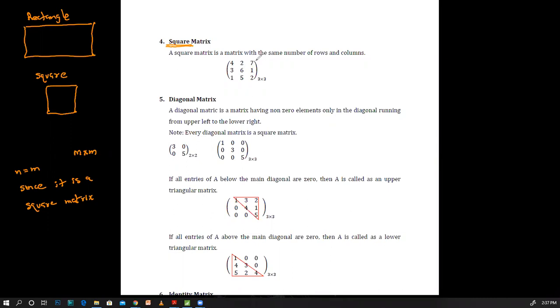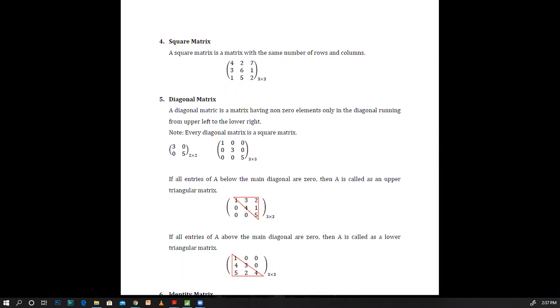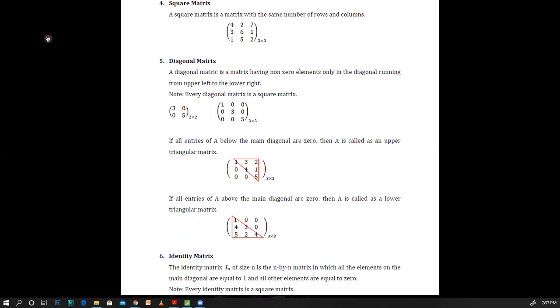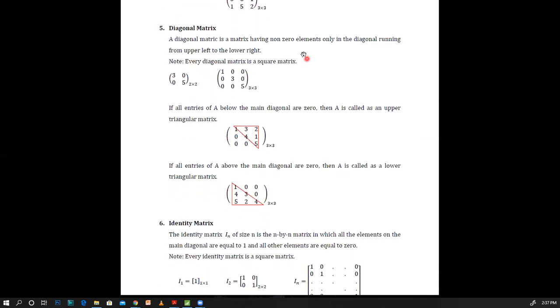Then the next type of matrix is the diagonal matrix. Now we'll see what is meant by a diagonal matrix. It says that a diagonal matrix is a matrix having non-zero elements only in the diagonal running from upper left to lower right. Before discussing this diagonal matrix, first I will explain the main diagonal of a matrix.